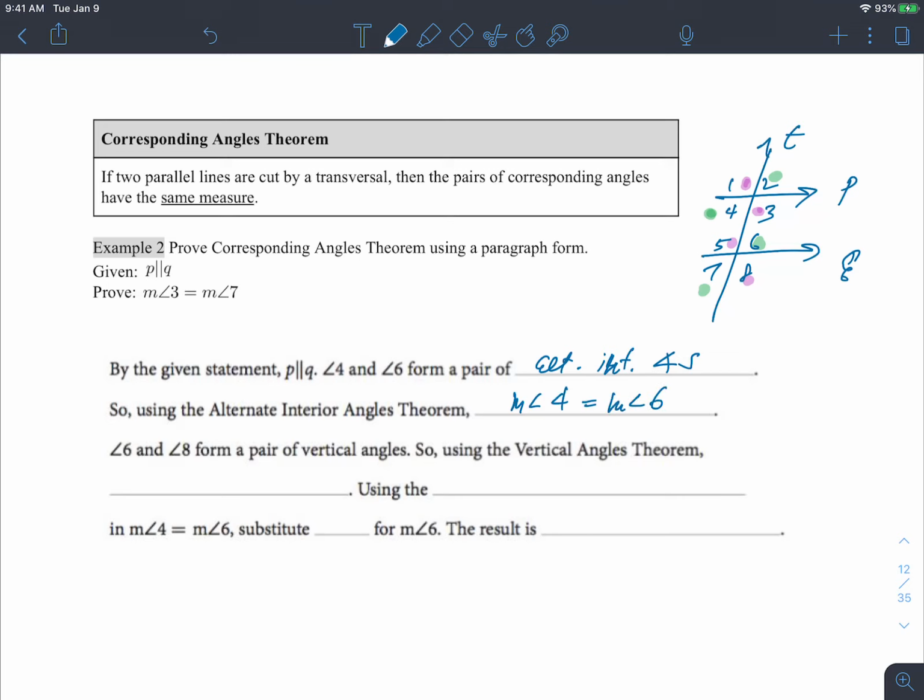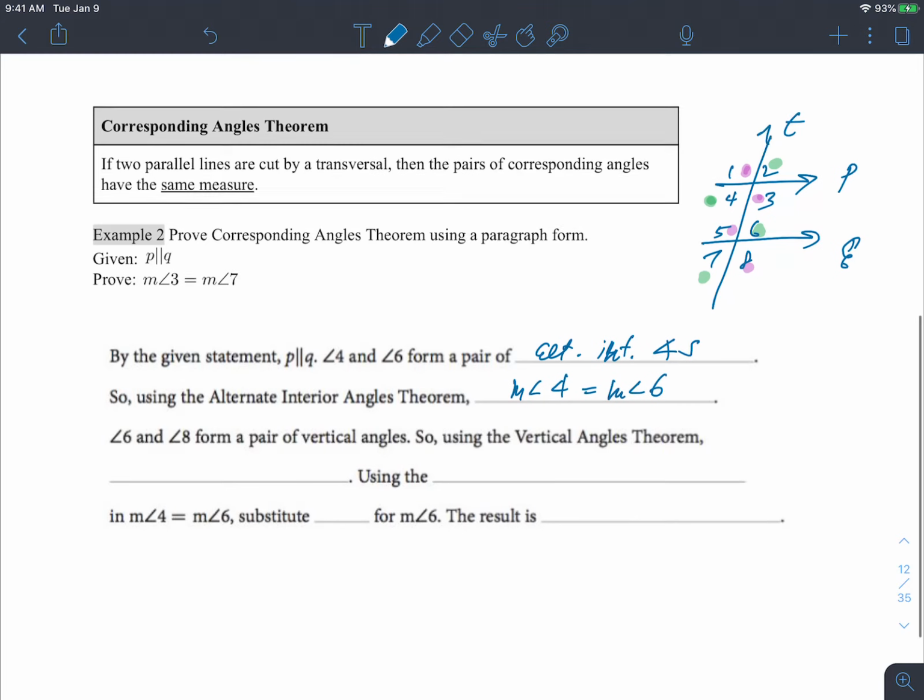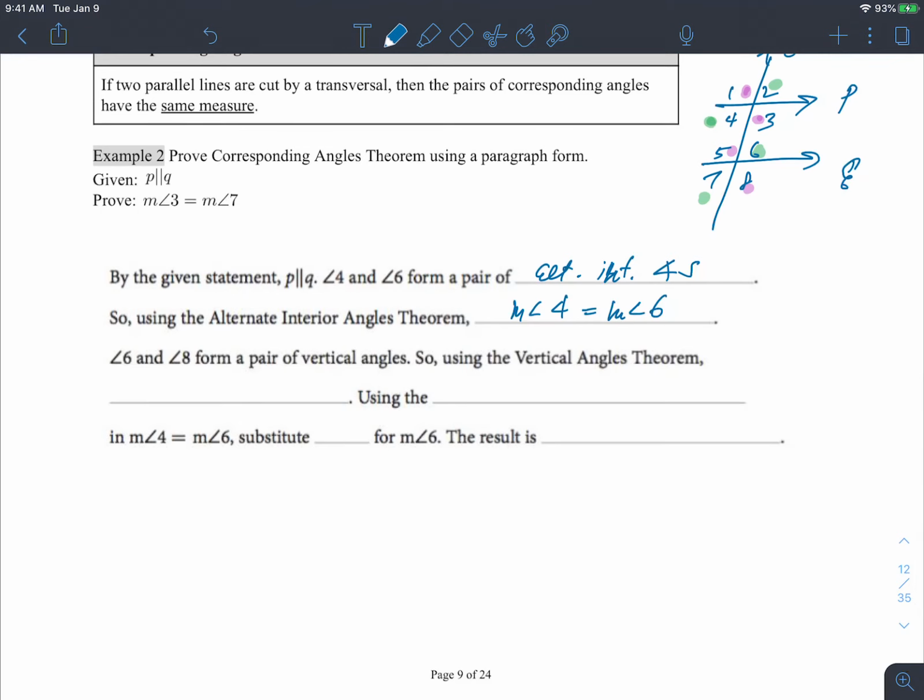Some teachers and some books are really strict about which one you use, but I'm going to save us a couple of steps there. 6 and 8 form vertical angles. So by the vertical angle theorem, we know that 6 and 8 are the same. That's right.